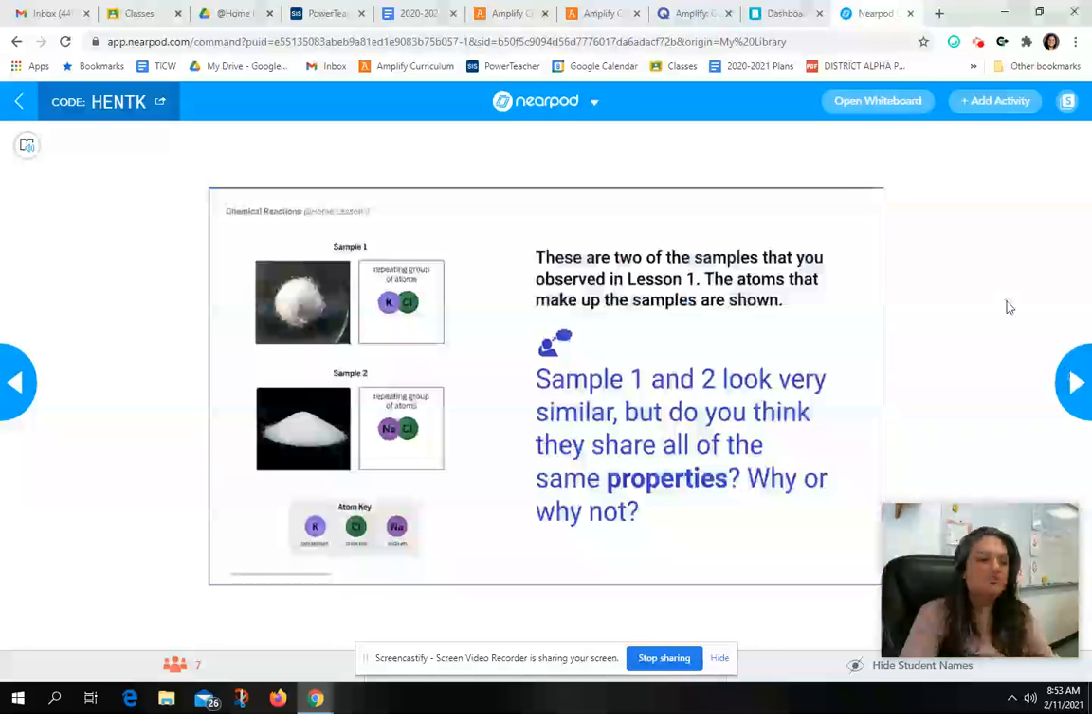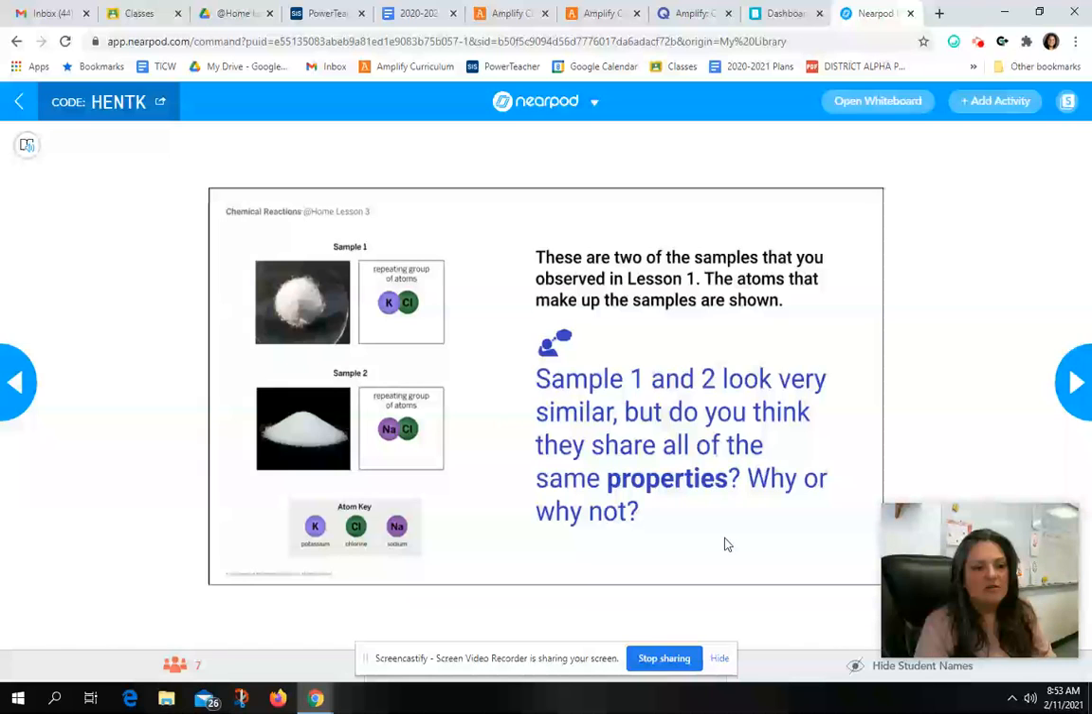So here we have two samples that we observed in lesson 1. There is a slight typo. It was not actually sample 1, it was sample 3. So the sample 3 and 2 were both these white crystally powders that many of you felt were the same substance. So they look very similar, but do you think they share all of the same properties? Why or why not? So when answering this question, you really want to think about the article that we read and how they talked about how atoms are arranged and how that determines the properties of something.